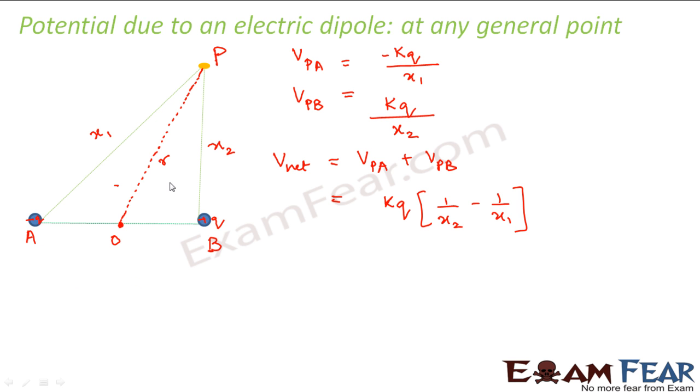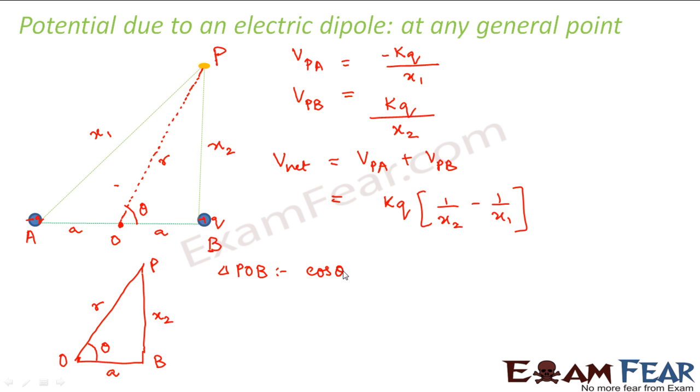Now have a close look at triangle POB. If you look at triangle POB, it looks somewhat like this, right? In this triangle, let us suppose that this angle is theta. If this angle is theta, this length is x2, this length is r, and what is this length? This is a, because in a dipole the total length is 2a. So I have drawn this triangle once again, that is triangle POB.